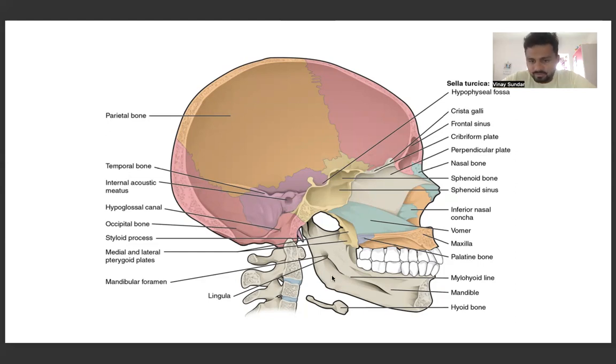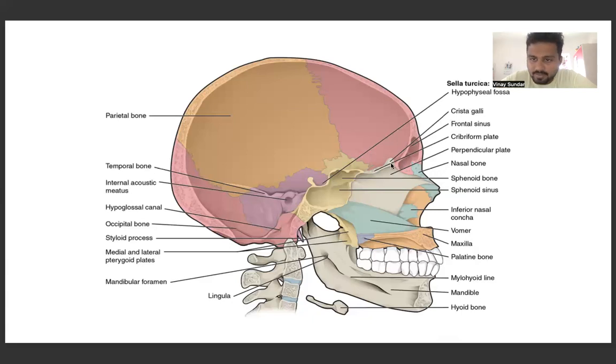Now, what you see on this side is the inner side of the mandible. Usually we see the outer side of the mandible, but this is the inner side here. So this is the mylohyoid line, which serves as the attachment for the mylohyoid muscle, which forms the floor of the mouth. Then this is the mandible. Then this is the hyoid bone, and this is your mandibular foramen. All of us know the inferior alveolar nerve enters the mandibular foramen. Then you have your lingula. This is the landmark for your inferior alveolar nerve.